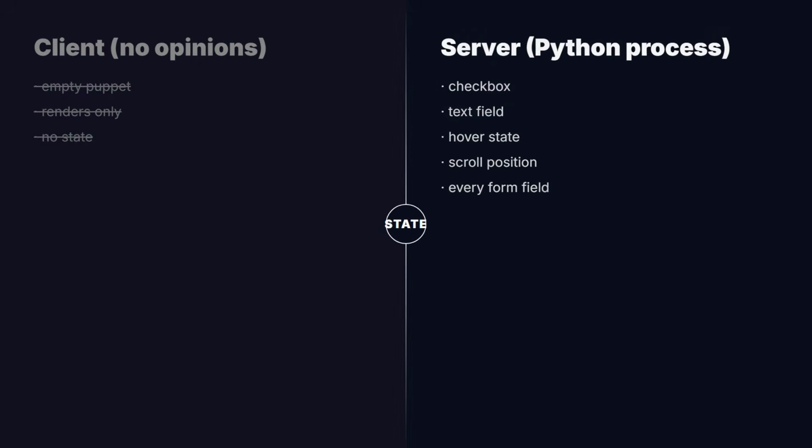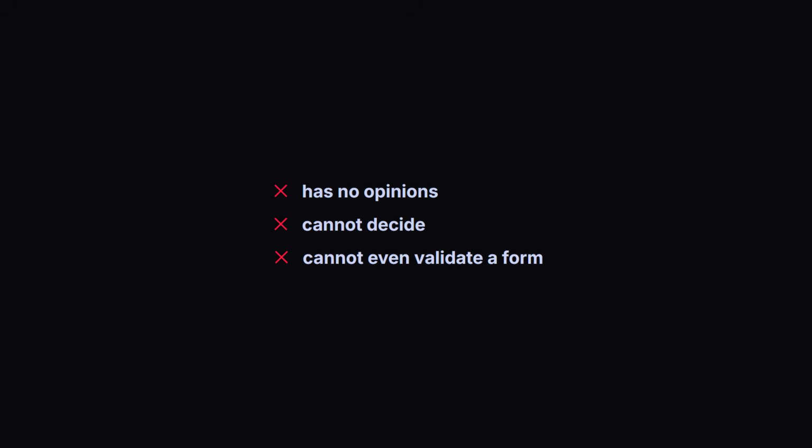In Flet, UI state lives on the server. Every checkbox, every text field, every hover state, every scroll position that the framework tracks, it's all sitting in your Python process. The client is genuinely a renderer. It has no opinions.